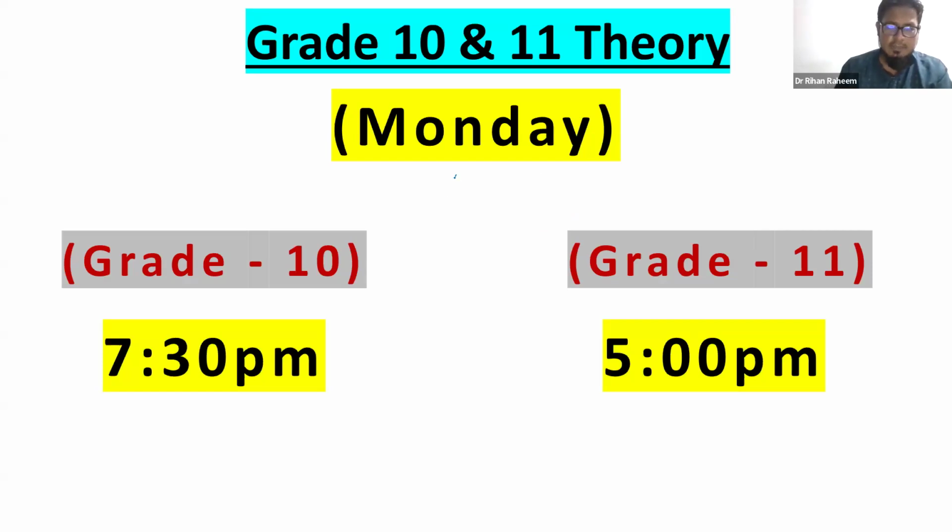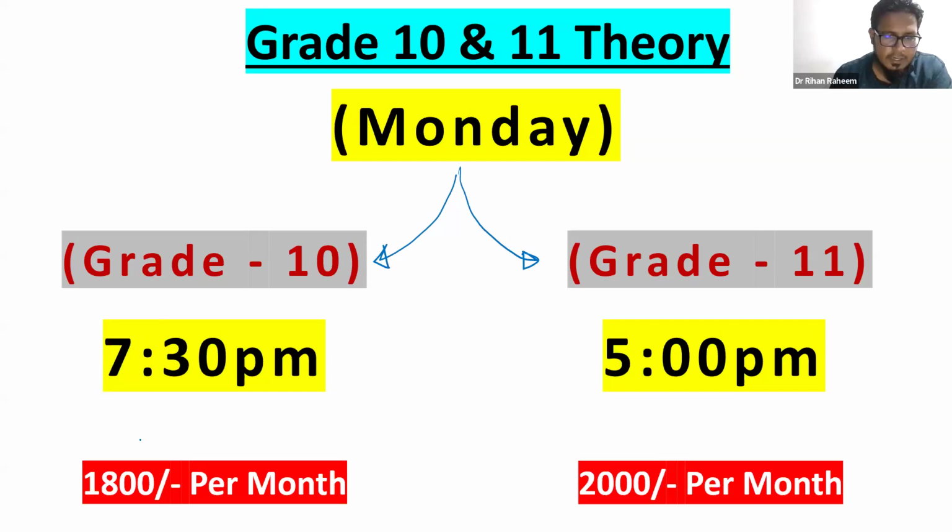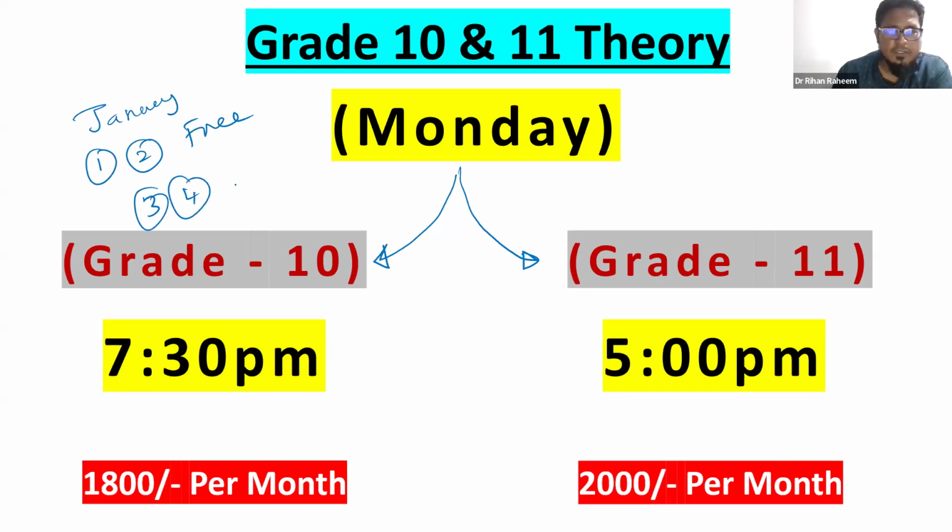So this is our timing. Monday, grade 10 is at 7:30, and we will go until 9:30. Grade 11 is from 5 p.m. to 7 p.m. The fees are 1,800 rupees for grade 10 and 2,000 rupees for grade 11 students. But in the month of January, the first two classes will be free. First week and second week will be free, you don't need to pay. The third week and fourth week, you can pay later. So you will have to pay only half the fees for the month of January. You can attend both today's class and next week's class.